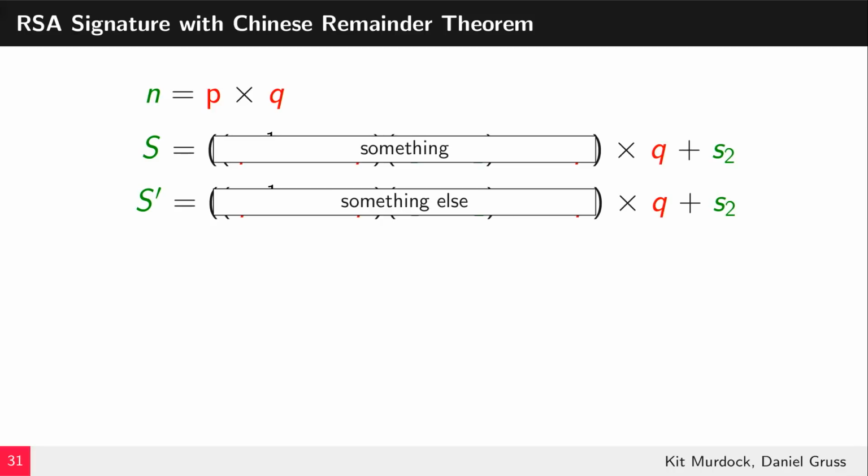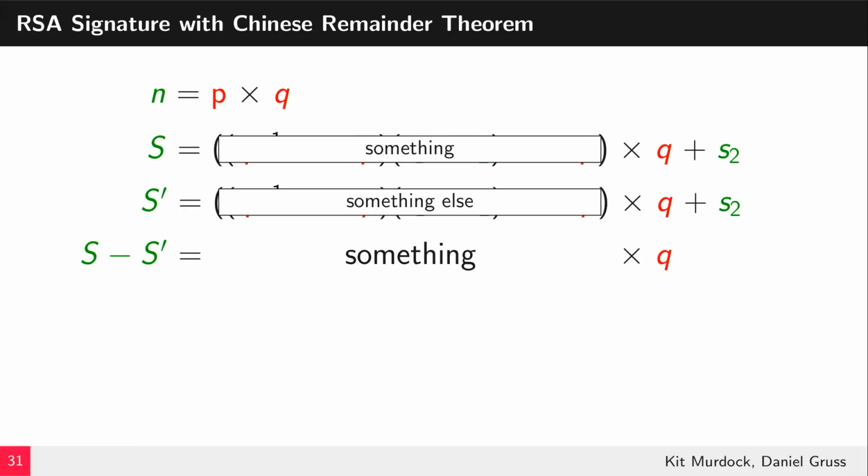And if you subtract one from the other, what do you get? You get something multiplied with q. There's something else that is multiplied with q, which is p. And n is public. So what we can do now is compute the greatest common divisor of this and n and get q.